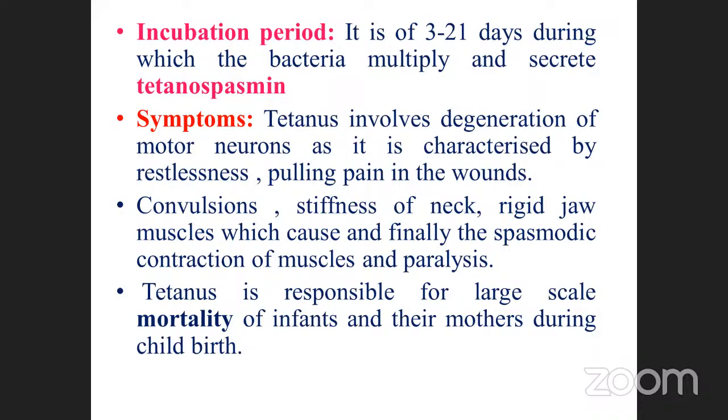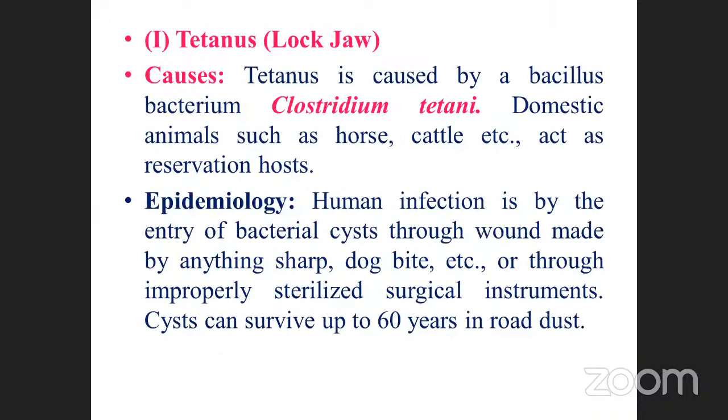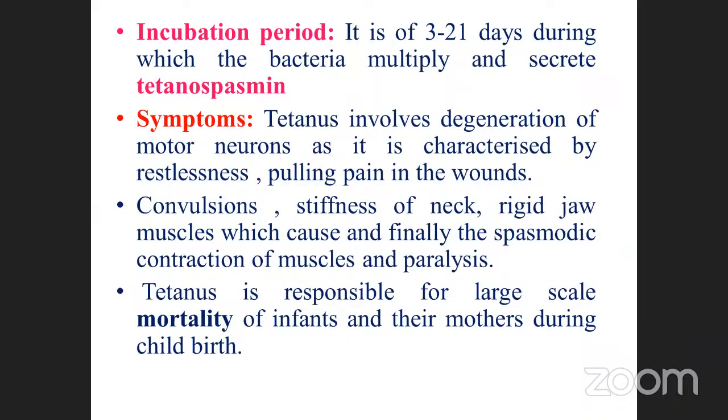Tetanus is responsible for a large scale of mortality. It is also one of the diseases that kill infants particularly, and their mothers during childbirth. This is very, very complicated. So many infants may die due to this reason. They do not know how the children died, because it spreads through the cyst only, in the soil and so on.